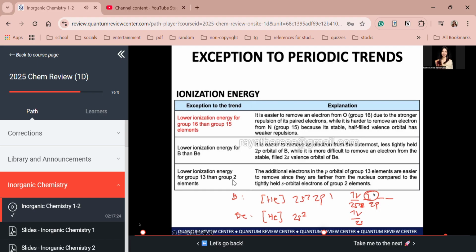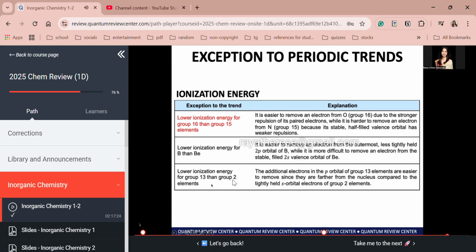Bakit? Because when you remove this electron from the 2p orbital of the boron atom, the boron will become more stable kasi magiging fully filled stable na ang valence shell niya. Next, for beryllium naman, it's already stable in itself kasi yung valence electron orbital niya is 2s2 that is fully filled, that is stable. Mahirap na magtanggal ng electron dyan. Okay? Therefore, there is lower ionization energy required to remove an electron for boron than beryllium. Okay? So that is just the same concept as the third exception.